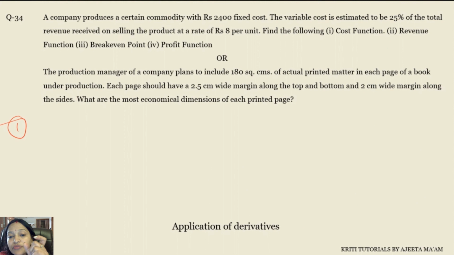अ कंपनी प्रोड्यूसेस अ सर्टेन कमोडिटी विद रुपीज 2400 फिक्स कॉस्ट. तो फिक्स कॉस्ट कितना है हमारा? 2400 रुपीज. नाउ दे आर सेइंग कि हमारे पास जो वेरिएबल कॉस्ट है बेसिकली दैट इज 25% ऑफ सेलिंग. करेक्ट. अब सेलिंग द प्रोडक्ट कैसे आएगा? सो लेट्स टेक एक्स क्या है. ओके, सो लेट एक्स यूनिट्स बी प्रोड्यूस्ड.